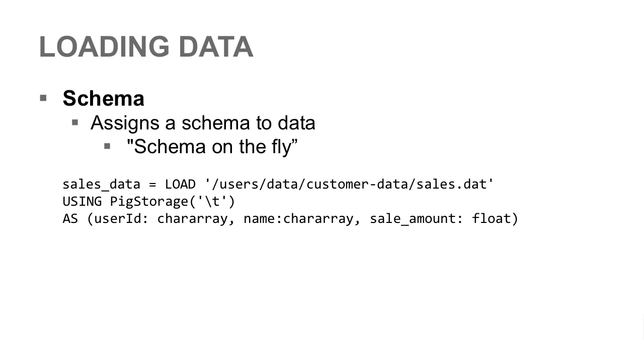So let's see a little example. We are going to load sales data from a particular file. We are using Pig storage, where tab is the separator. This is optional because we are using just the default values. And then we can define what is the schema. So we have the user ID, which is character array, name character array, and sales amount is float.